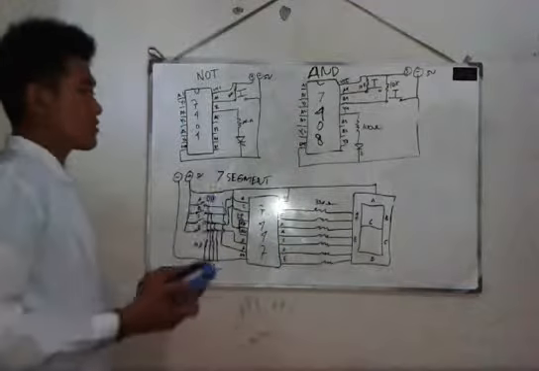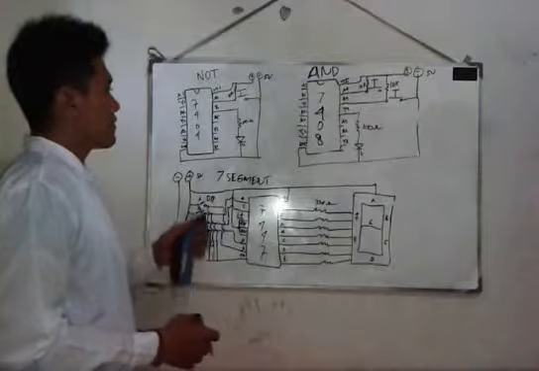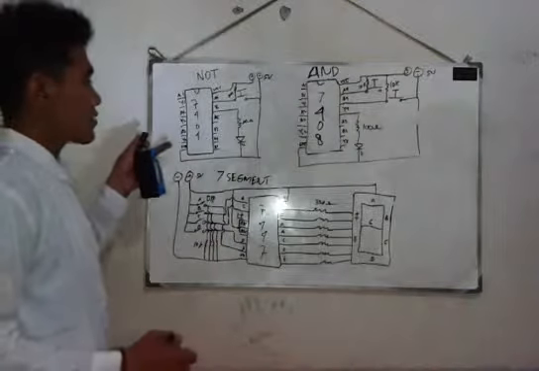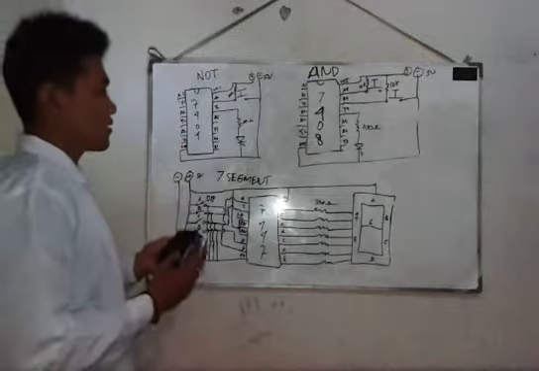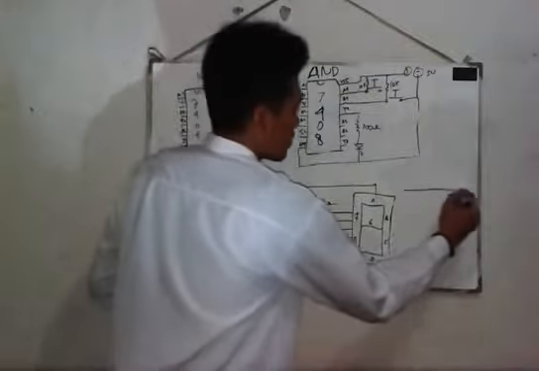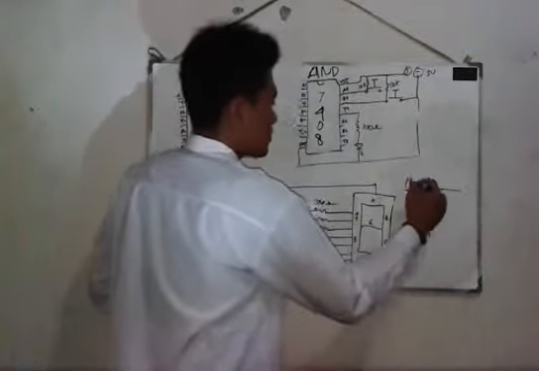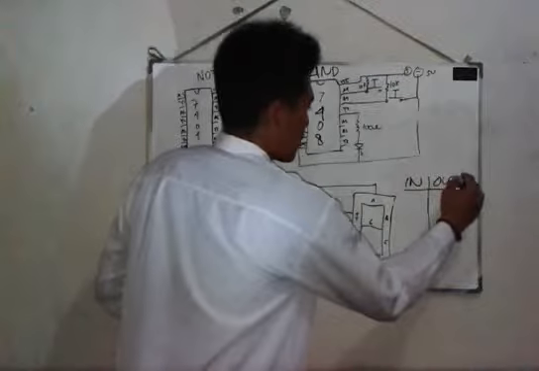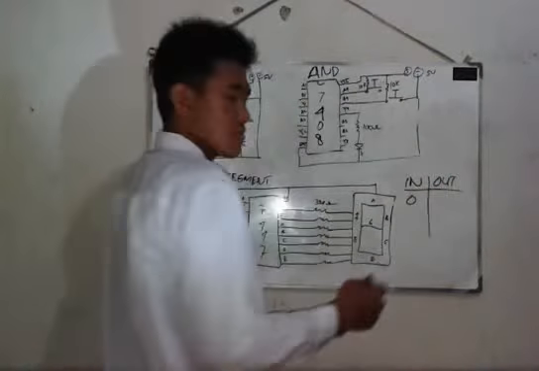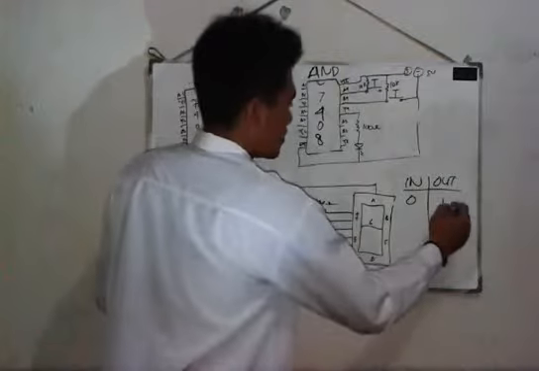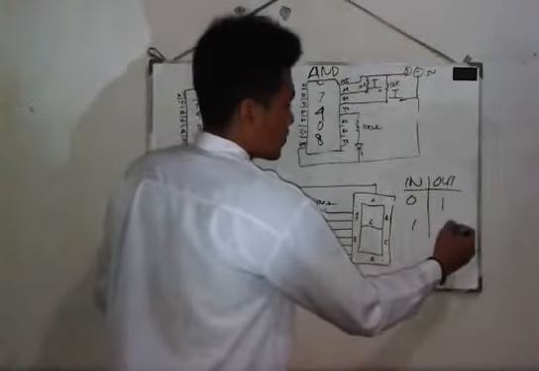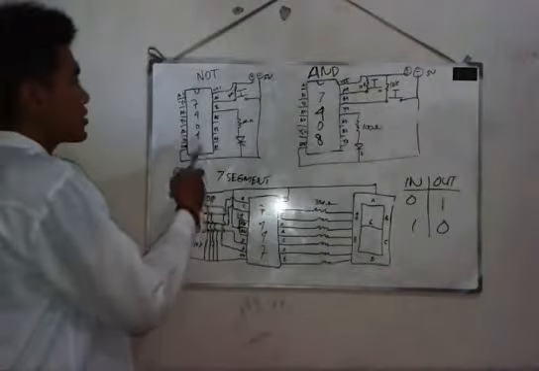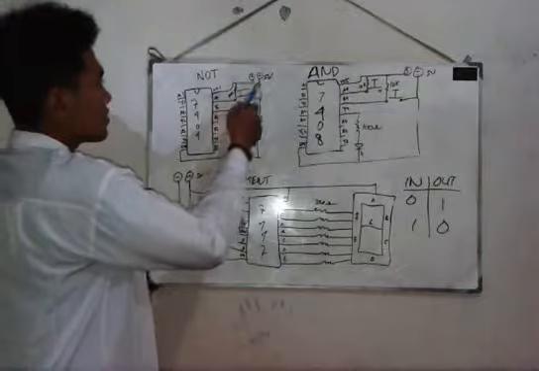The first is the NOT gate. For the NOT gate, we use IC 7404. In this IC, we know that if the input is 0, the output will be 1, and if the input is 1, the output will be 0. In the circuit, I will tell you about this one.